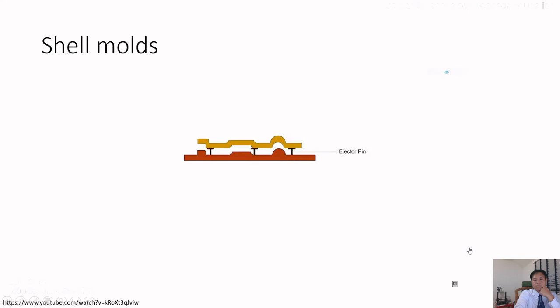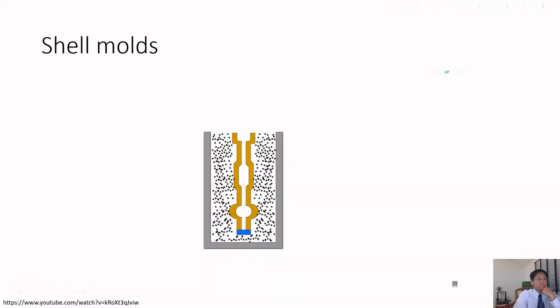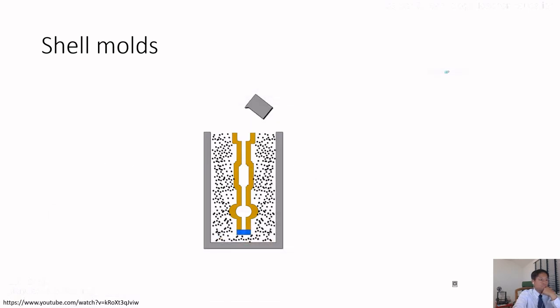Ejector pins are also used to help in easy removal of the pattern. As soon as both halves of the mold are obtained, they are assembled to form the complete shell mold. This is done by joining them and clamping them properly. The shell mold is then housed inside a flask in which further process takes place.